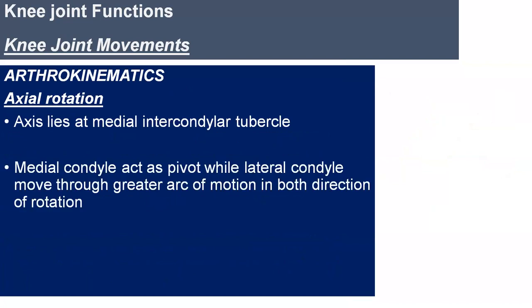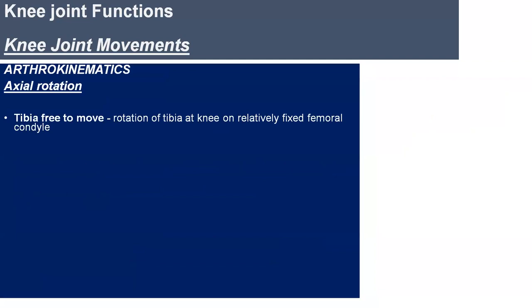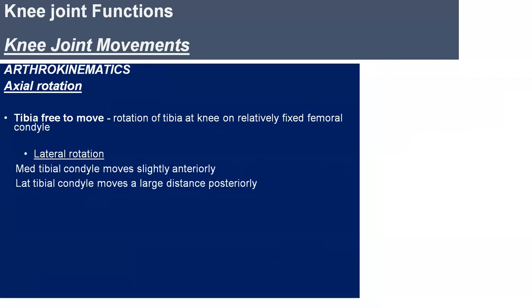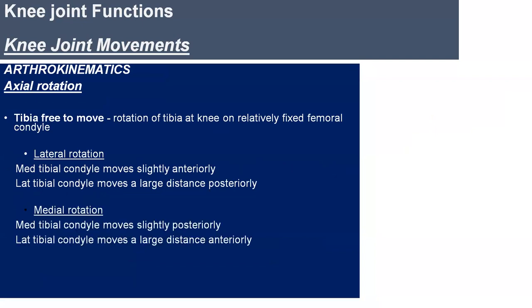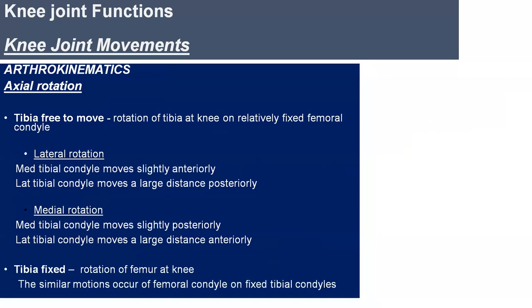The medial condyle acts as a pivot, while the lateral condyle moves through the greater arc of motion in both directions of rotation. So the tibia is free to move, rotation of the tibia at the knee on relatively fixed femoral condyles. In lateral rotation, the medial tibial condyle moves slightly anteriorly, while the lateral tibial condyle moves a large distance posteriorly. In medial rotation, the medial tibial condyle moves posteriorly, and the lateral tibial condyle moves anteriorly by a large distance. And this is with the tibia fixed to rotation of the femur at the knee. Similar motions occur of the femoral condyles on fixed tibial condyles.